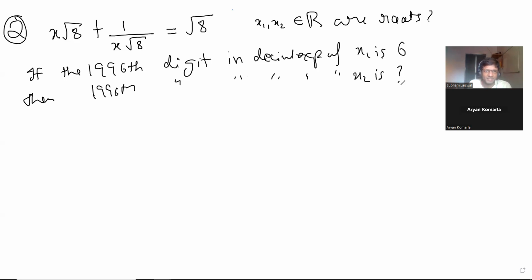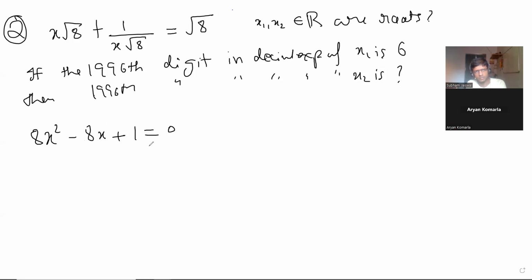So we'll solve this quadratic equation first. We'll put it in standard form. Take x root 8 as the denominator, so it'll be 8x squared plus 1 is equal to root 8 times x root 8, which gives 8x. So there will be no root 8 in the end: 8x squared minus 8x plus 1 is equal to 0.